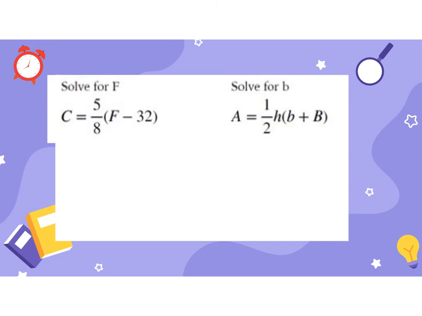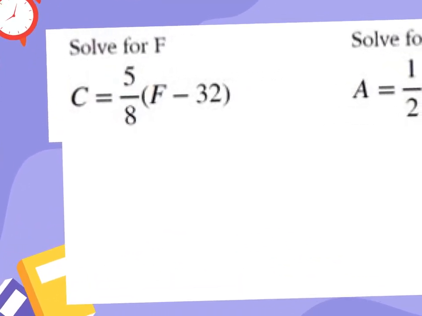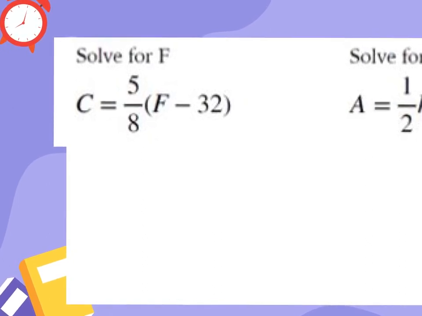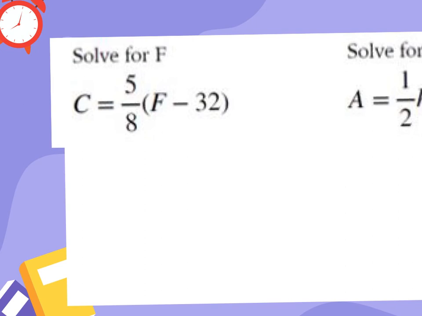Okay, solving for f. Don't cry, it's going to be okay. Okay, you're welcome to distribute first. We can totally do that, and I'll show you what happens if we do that. So 5/8 times f is just 5/8 f, right? 5/8 times negative 32. Type that in a calculator. So 5 ABC 8 times negative 32. Yep, negative 20.